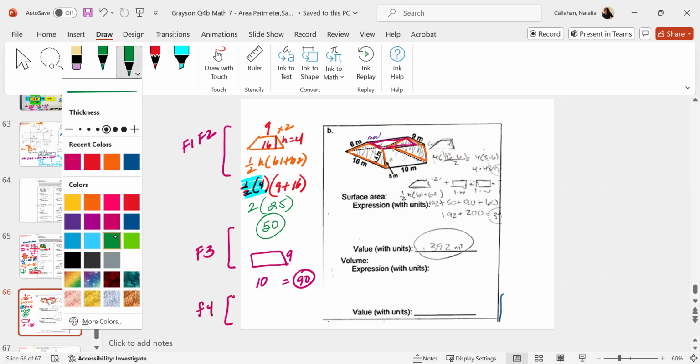I'm sorry, what? To find the surface area of something, you look for the surface of everything, the faces. Do you understand? How many faces is on the shape?